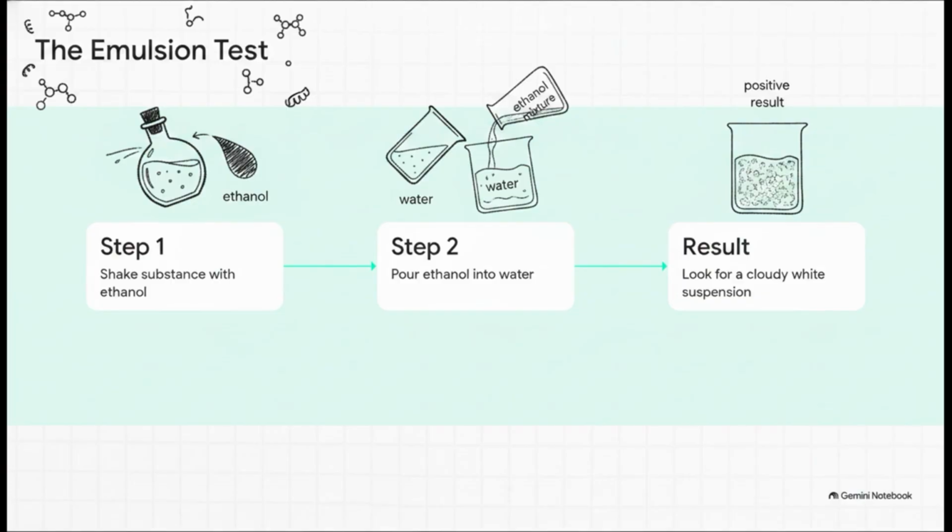Step 1, take your substance and shake it thoroughly with ethanol, which dissolves any lipids that might be hanging out in there. Step 2, pour that ethanol mixture directly into some water. If lipids were actually in that original substance, step 3 happens automatically. A cloudy white suspension will immediately form in the water, giving you a rock-solid positive result.